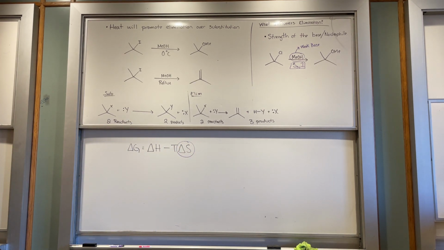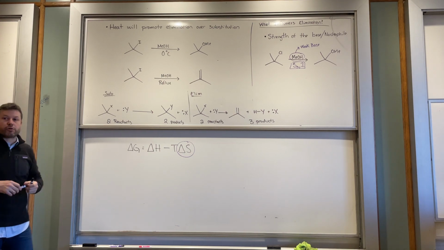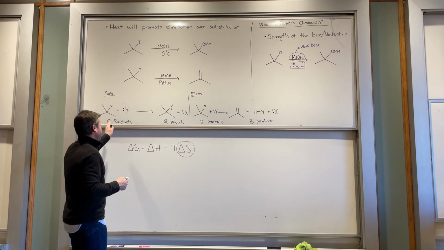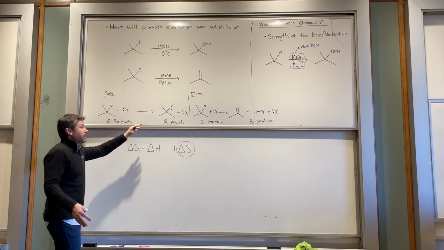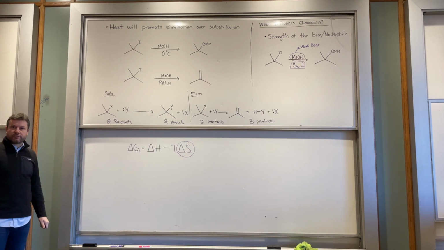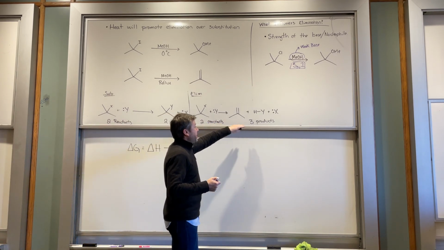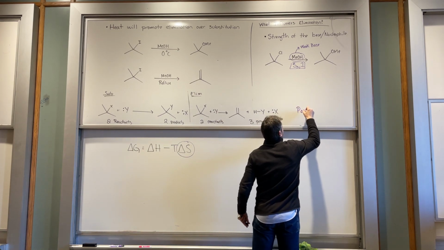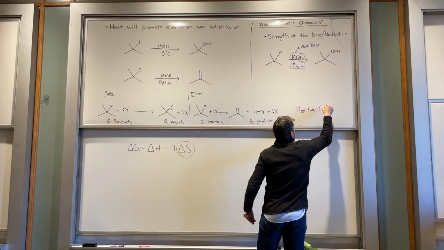If we look at the substitution and elimination reactions, is the entropy of those reactions going to be the same? So which is going to be more entropically favored? Yeah, elimination. Here we're starting with two reactants, making two products. Not saying entropy is going to be exactly the same, but any entropy change is going to be relatively small. Here, because we're making more products than we're starting with, we're going to have a positive entropy change.